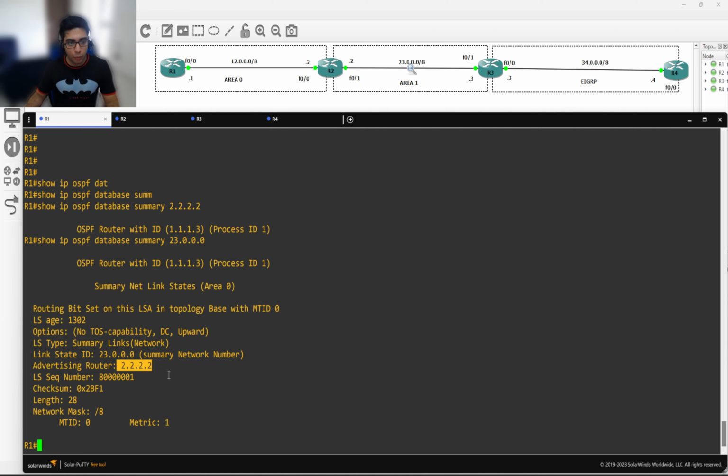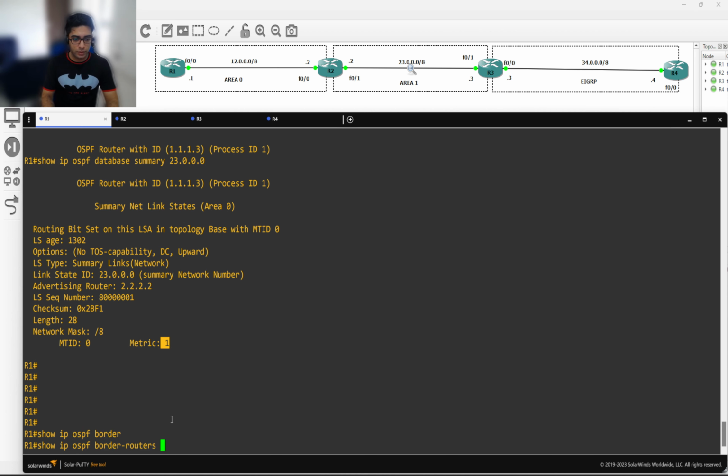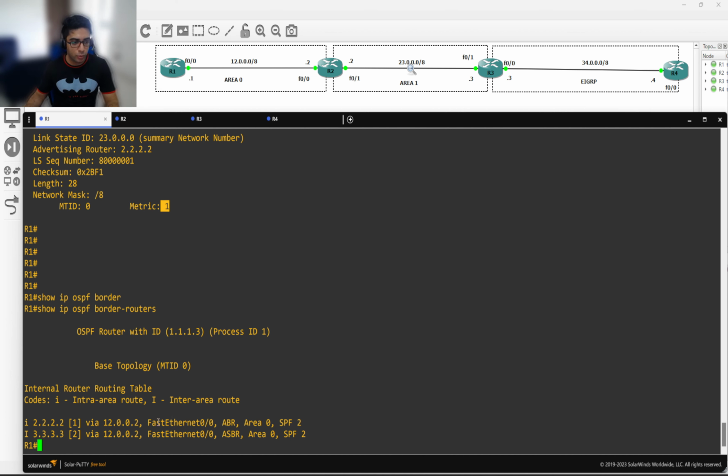So R1's cost to reach R2 is 1, right? Or we can see that with show IP OSPF border routers. Who is the border router? 2.2.2.2 is the border router. You can see intra area route, and it says that's the ABR. So R1, if it wants to reach it, it is an inter area route, and that's the ASBR.